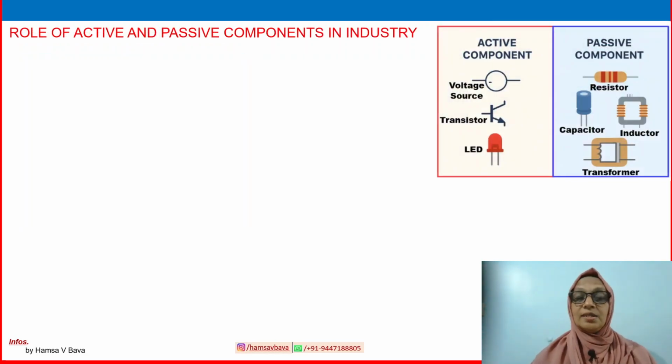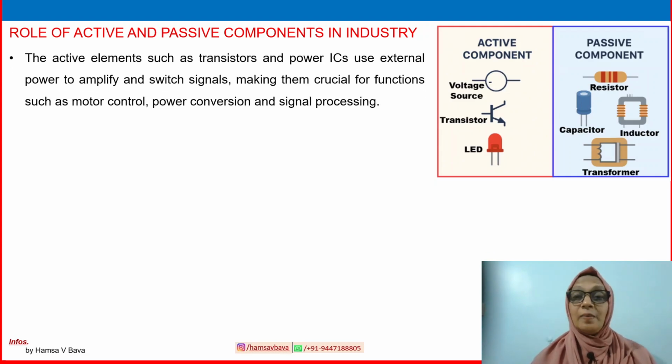Then we can see what is the role of active and passive components in our industry. Here are some examples I have shown in the figure. The active elements such as transistors and power ICs use external power to amplify and switch signals, making them crucial for functions such as motor control, power conversion, and signal processing. This motor control is also a vast area, which we will come across.